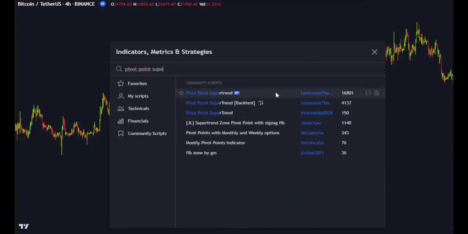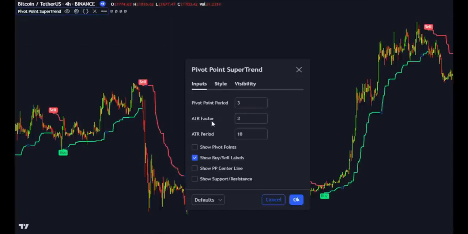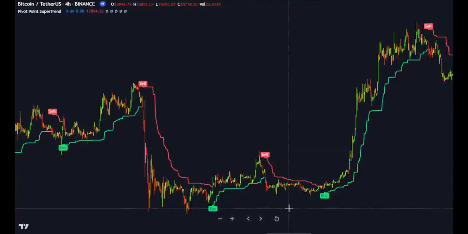And we are going to modify the indicator. In inputs we go where it says pivot point period and change from 2 to 3. In ATR factor, we change from 3 to 2.8. In ATR period, we change from 10 to 8. We leave the style by default. This indicator is really very good since it is based on pivot points.